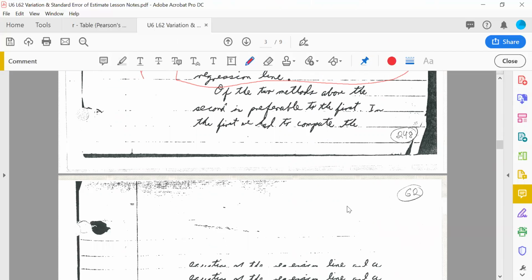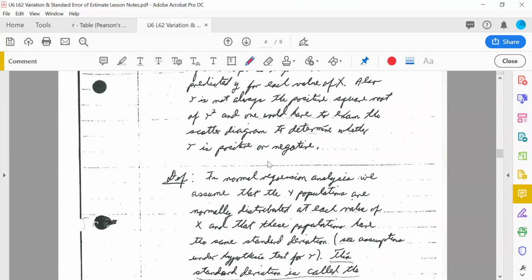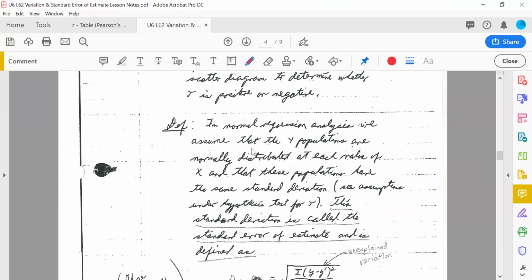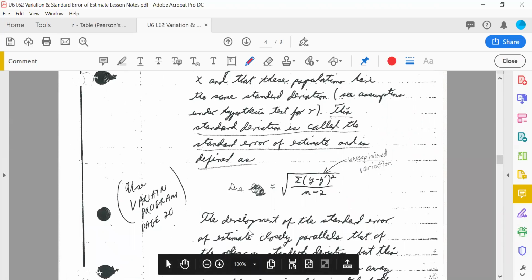Okay. So now, blah, blah, blah. I know I'm just scrolling past those words. You could read it yourself if you wish. In a normal regression analysis, we assume that the Y populations are normally distributed at each Y value, and these populations have the same standard deviation. Okay, this standard deviation is called the standard error of estimate and is defined as this.